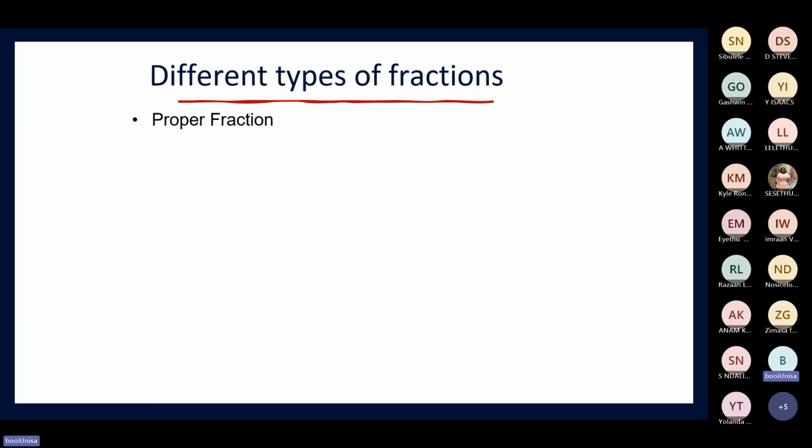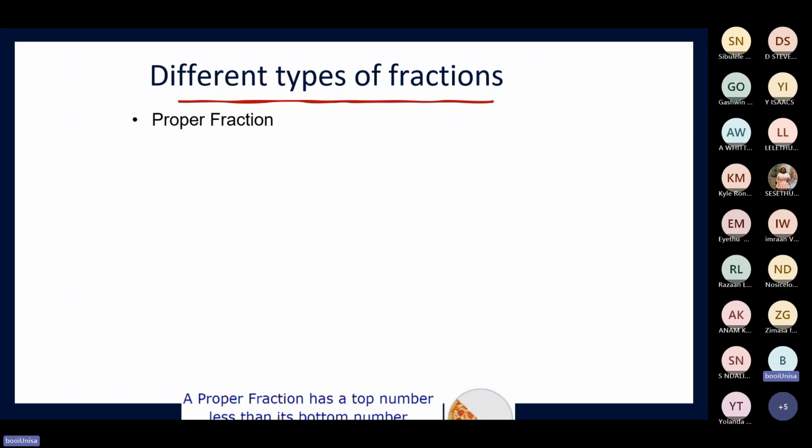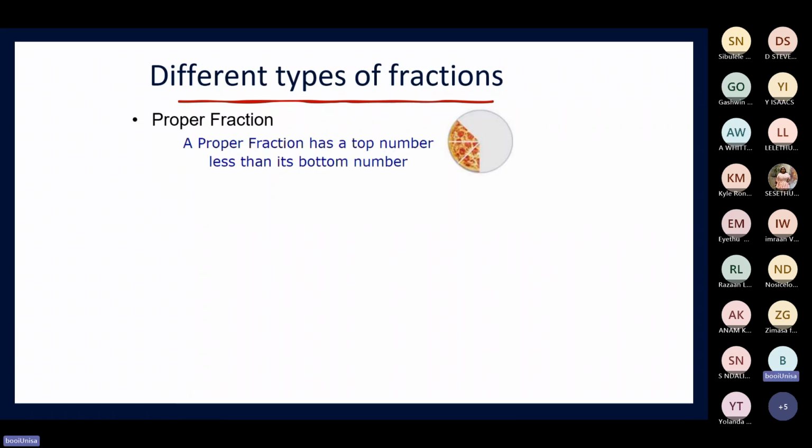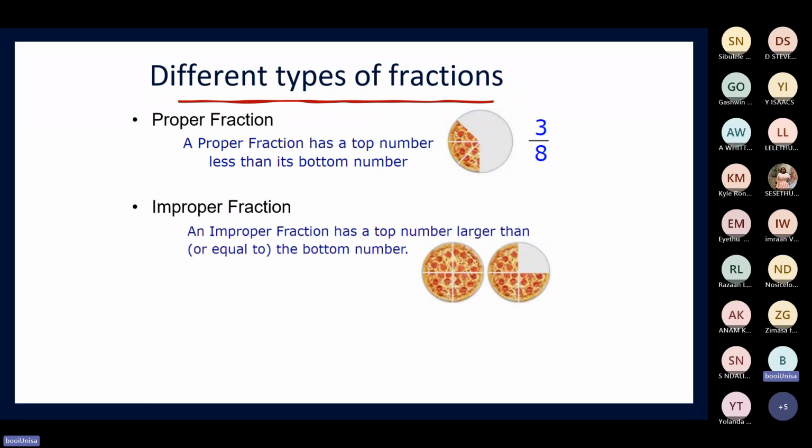The proper fraction is when you have a smaller numerator and a bigger denominator. So your numerator, which is the number at the top, is smaller than the number at the bottom. Then you have the improper fraction, with a bigger number at the top and a smaller number at the bottom. That's what we call an improper fraction, 7 over 4. Then we also have what we call a mixed fraction, where we have a whole number and a fraction. And that fraction can be an improper fraction or a proper fraction.